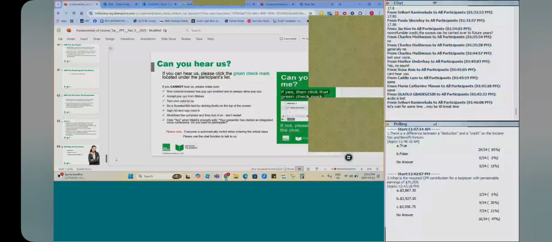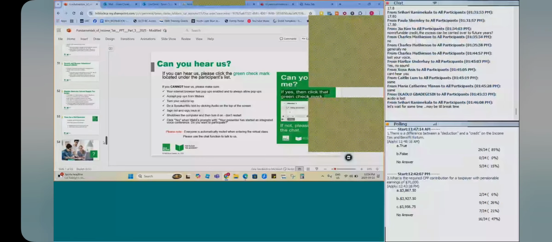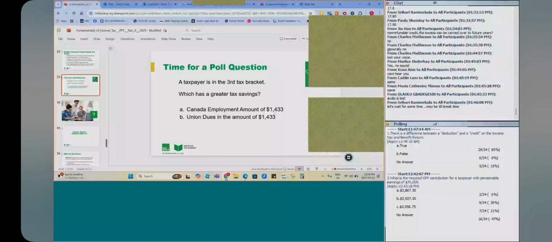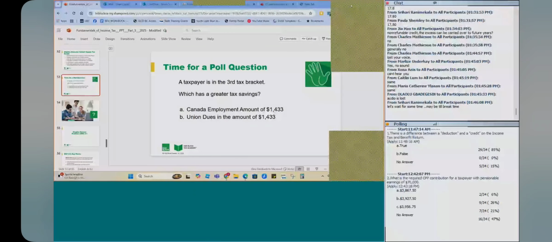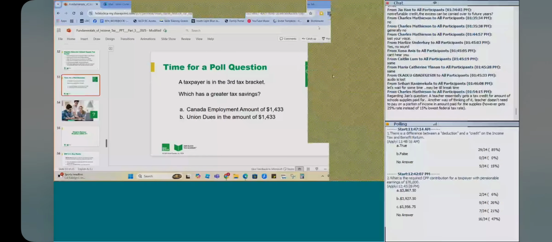So it's 12:53. So we'll do one more poll question, just to make sure everyone's feeling comfortable with it. And polling, thank you.